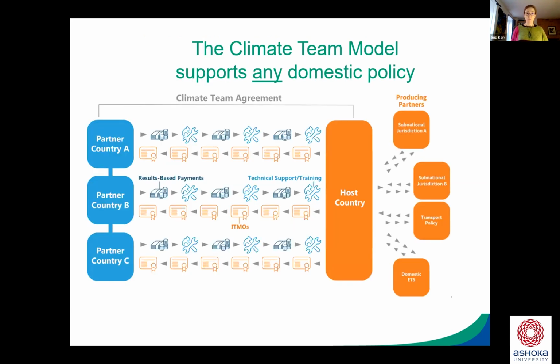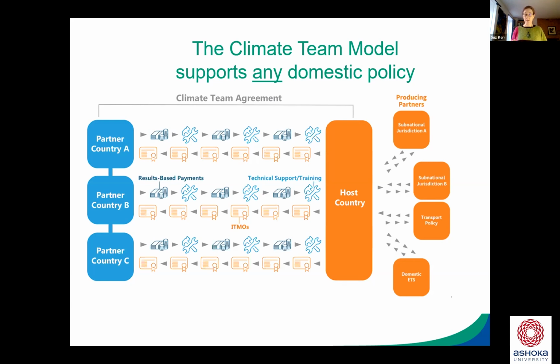So one of the key things about the climate action team model is that it can support any domestic policy. It does not require that within India you are using project mechanisms or an emissions trading system. It could be congestion pricing policies. It could be a faster rollout of the solar program. It could be any of the programs, any of the policies that Jing was talking about that have been used in China, or that Som is talking about.